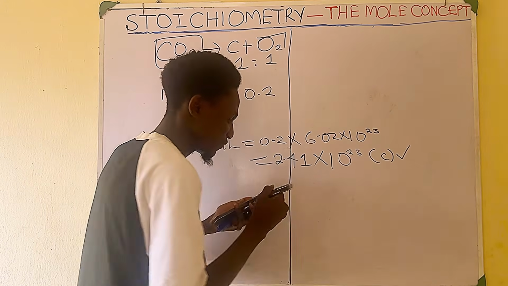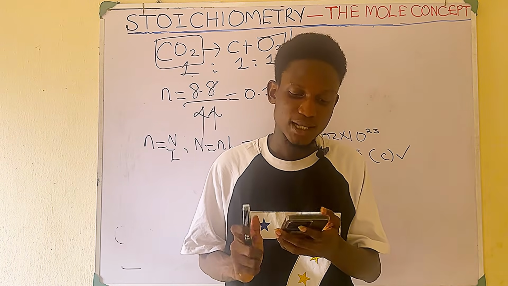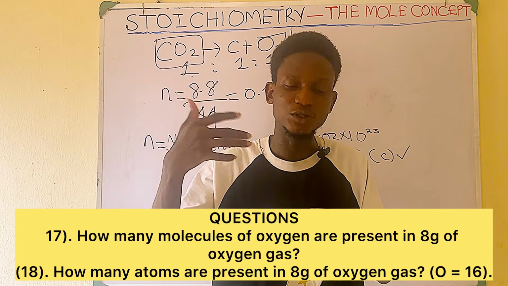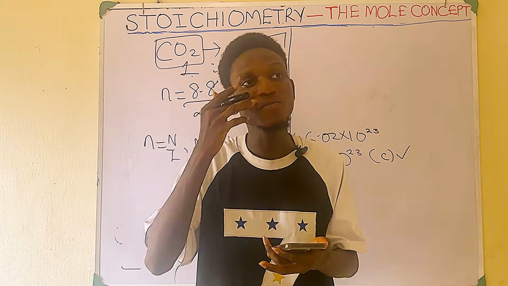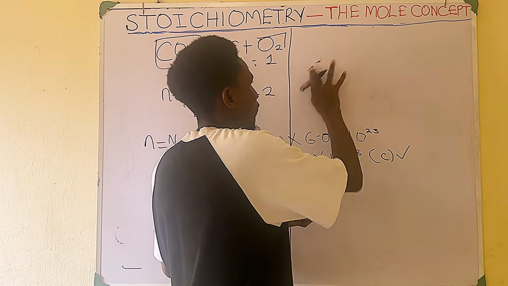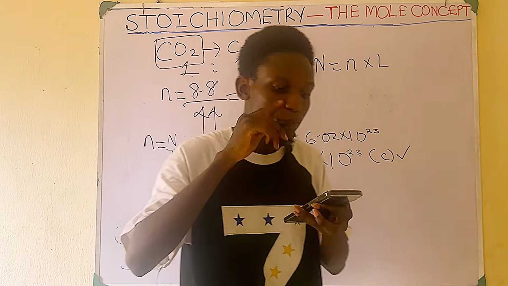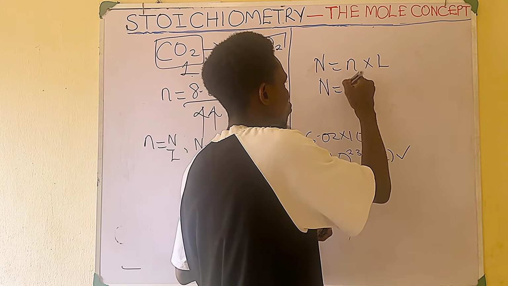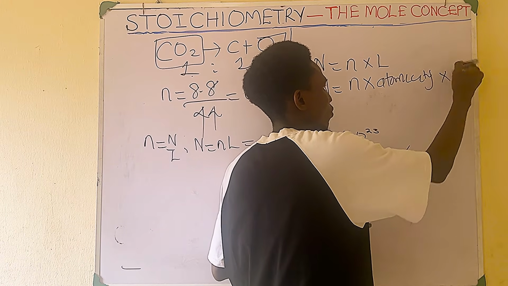So you see, it's very, very simple. Now, this video is already becoming so long, so I'll not solve this last one, I'll just explain the question. How many molecules of oxygen are present in 8 grams of oxygen gas? Remember, we were talking about molecules and atoms. When they say the number of molecules present in oxygen, I'm just going to be using N equals n times L. But the B part asks how many atoms are present in 8 grams of oxygen. It means I'm going to be doing N equals n times atomicity times L. So there's a difference.